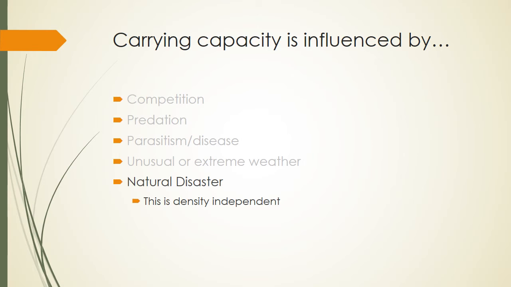Natural disasters, such as tsunamis, tornadoes, earthquakes, and volcanoes, not only kill many individuals in a population, but also greatly reduce resources such as food and shelter. Natural disasters can affect any population, so it is a density-independent factor.